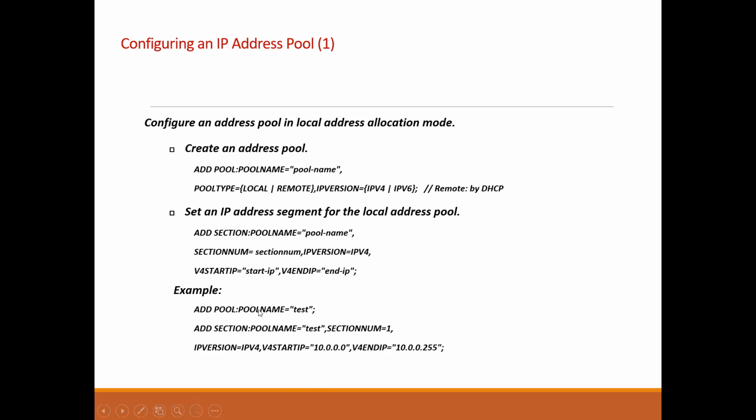So this is an example, and I've shown you the real life configuration example as well. It is an add pool. You specify a pool name, then you add a section to that specific pool, and then you specify what the IP addresses are. Okay, and here you can note that we haven't bound the pool to the APN. That part is going to come later. So we created an APN, now we're creating an address pool, and after that we have assigned some IP addresses to this specific address pool.